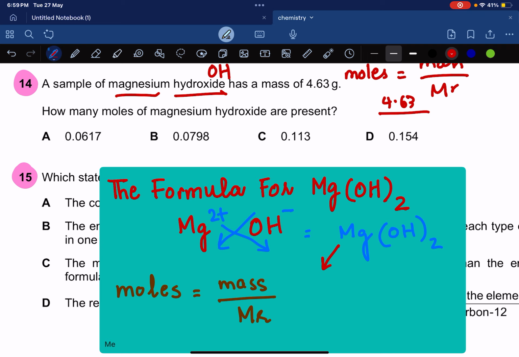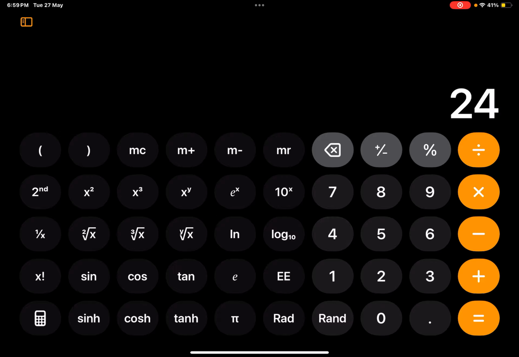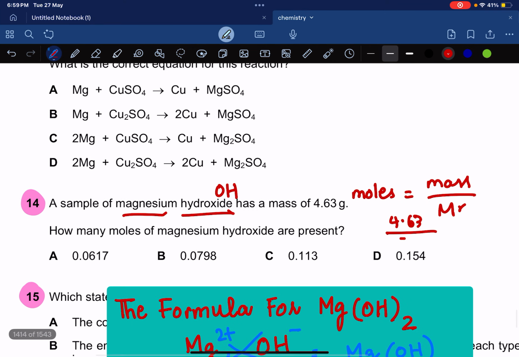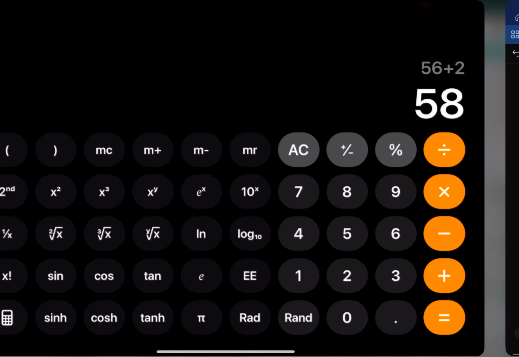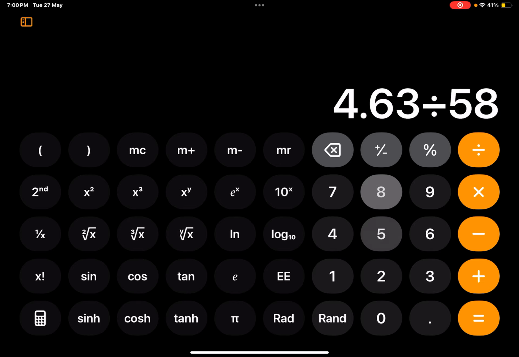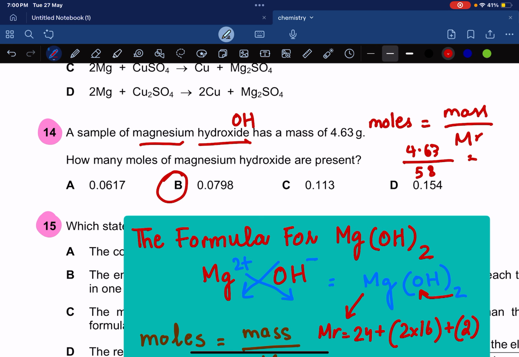So let's get it. Magnesium, mass, Mr. To get the Mr, magnesium is 24. Oxygen is 16, but we have 2 oxygen, so that's 2 times 16, and plus hydrogen is 1, so 1 times 2 is 2. So let's do it. It's 24 plus 16 times 2 plus 2, and that's going to give you an Mr of 58. So 4.63 divided by 58, and that's 0.0798 moles. So 0.0798 moles, and I guess that's option B.